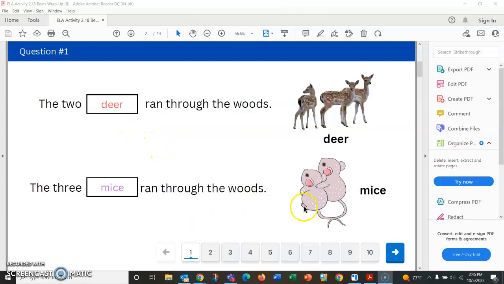And then the second one, a group of mice is just called mice. It's the same thing as you might call a single mouse, a mouse, and then a group of mice, mice. So make sure you pick mice. Some of you will have the first sentence for number one, and some of you will have the second one. So make sure you pick the right one there.